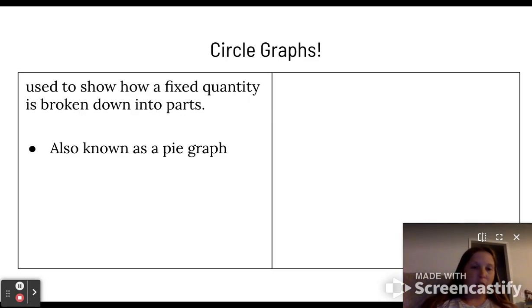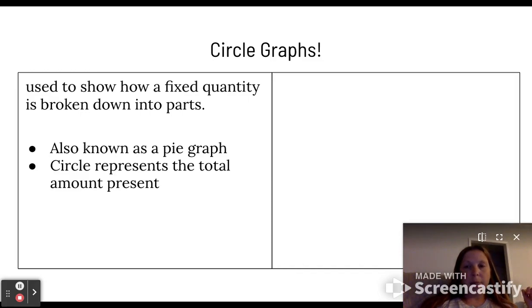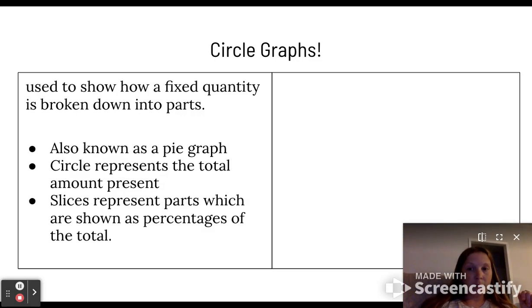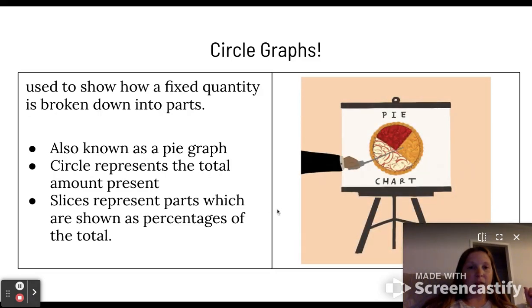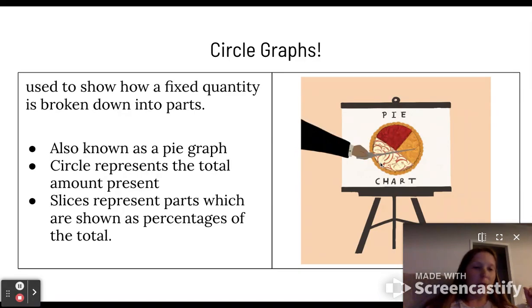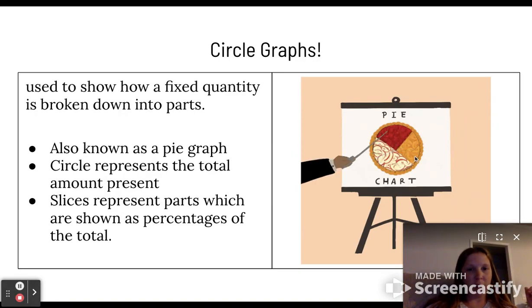Again, known as a pie graph, which is what you've probably heard more often. And a circle represents the total amount present. So that could be out of 100%. If we're counting out of 500 students, then our whole pie graph is out of 500 students. You would say, okay, 300 students did this, 107 did this, so on and so forth. So this just shows a pie chart with different types of pie. Obviously, the most popular was apple, which I agree with, and then cherry or strawberry and peach.